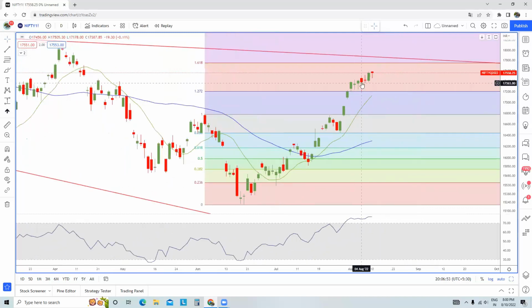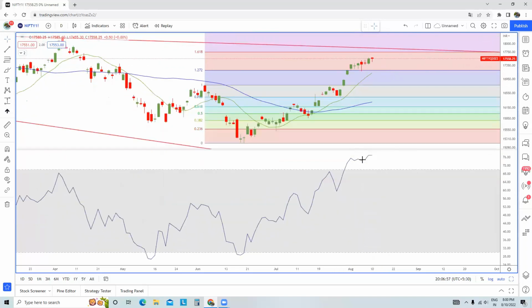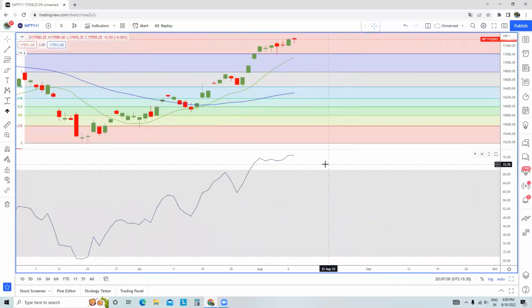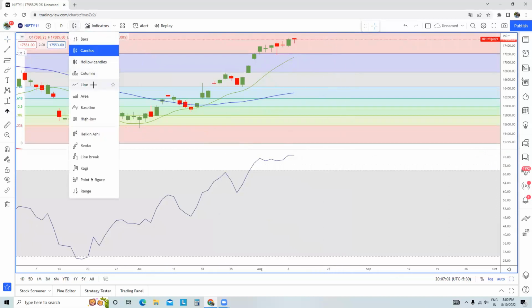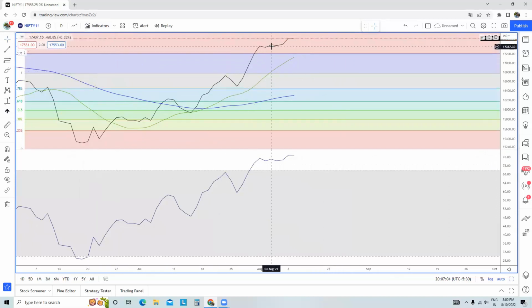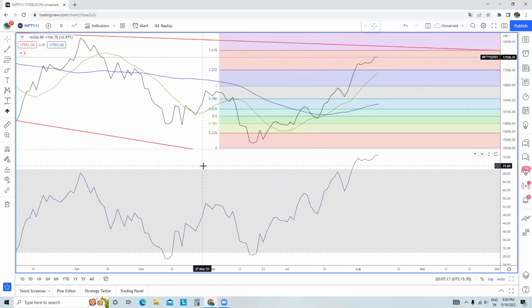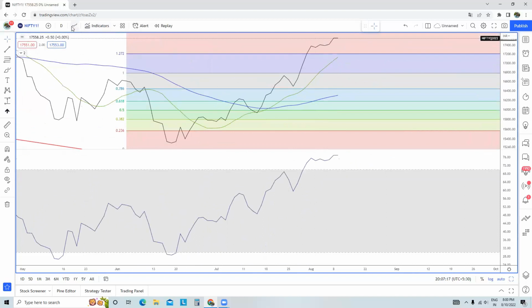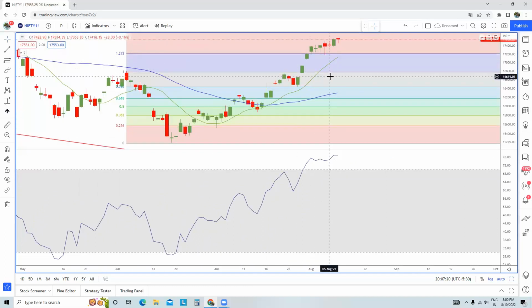Even the candles have been pretty small in terms of size. And there was also a negative divergence. I would just zoom a little. And when we convert this particular candlestick chart into a line chart, we can see a higher high in terms of price and a lower high in terms of RSI. So this was a clear-cut negative divergence. But what happened over here, something very interesting on this day, is that the negative divergence was negated.